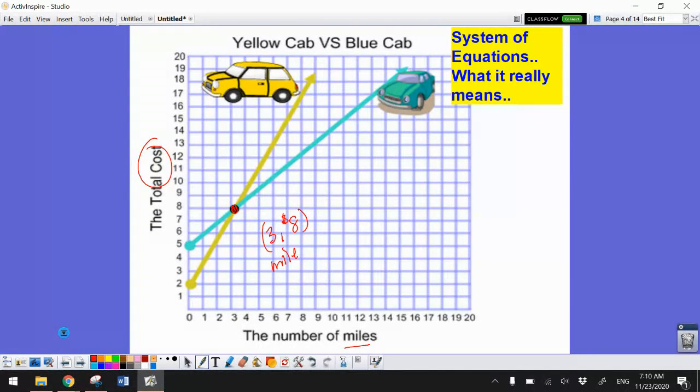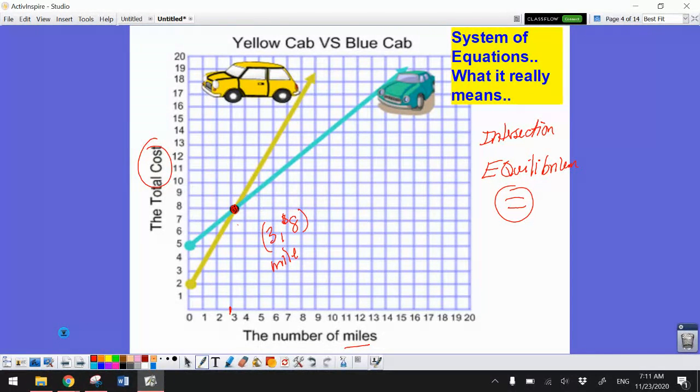So let me think about this for a second. If I remember right, the intersection, the other name was equilibrium, which means equal. So at this point, both the yellow cab and the blue cab are the same price if I'm going to go 3 miles. If I'm going to go 3 miles, they both cost the same price. It's going to cost me $8 no matter which taxi I take.